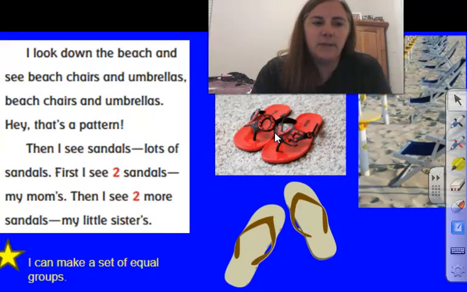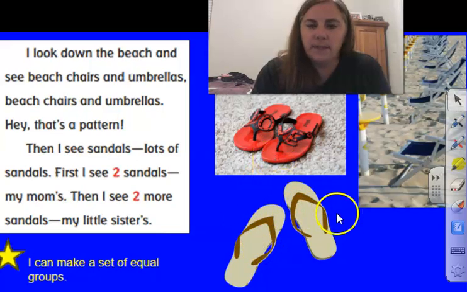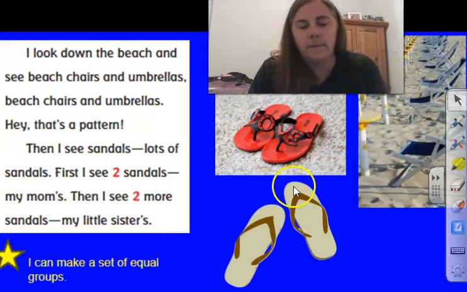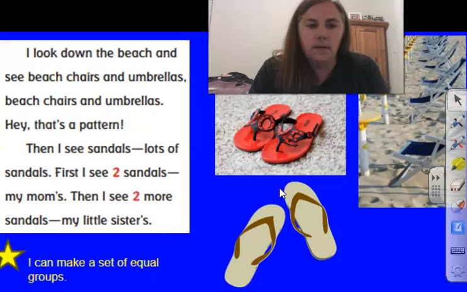First I see 2 sandals, my mom's. Then I see 2 more sandals, my sister's. So those are 2 sets. This set has 2 of the same, left foot and a right foot sandal. And this one has a left foot and a right foot sandal or a flip-flop. But there's 2 sets. And they make equal groups.